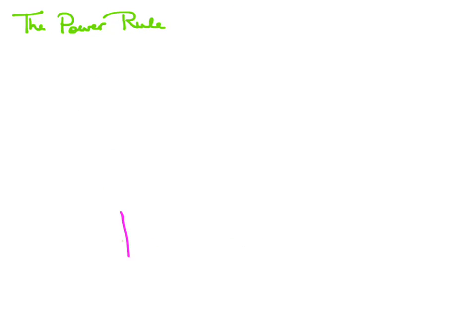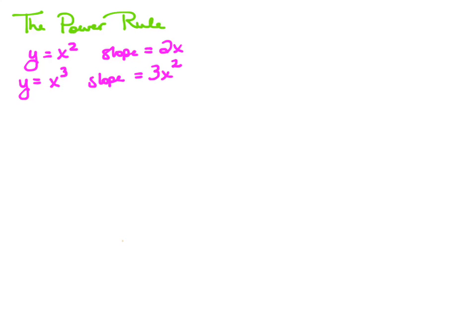The next rule I want us to look at is the power rule. And this is a rule that we've actually kind of discovered in class. If you remember in the first week of school when we were finding slopes of curves using the slope formula and points really close together, we started to notice a pattern. When we had y equals x squared, we found that the slope was equal to 2x. And then we also explored y equals x cubed, and we found that the slope was equal to 3x squared.